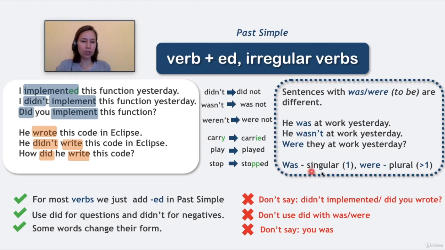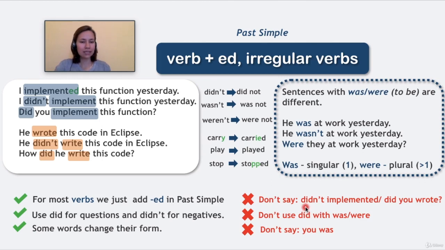And you see that was goes for singular and were goes for plural, right? So you say, I was at work, he was at work, she was at work, it was at work, and then we were, you were, and they were. Okay, and there are a couple of things to remember not to do when you use past simple.